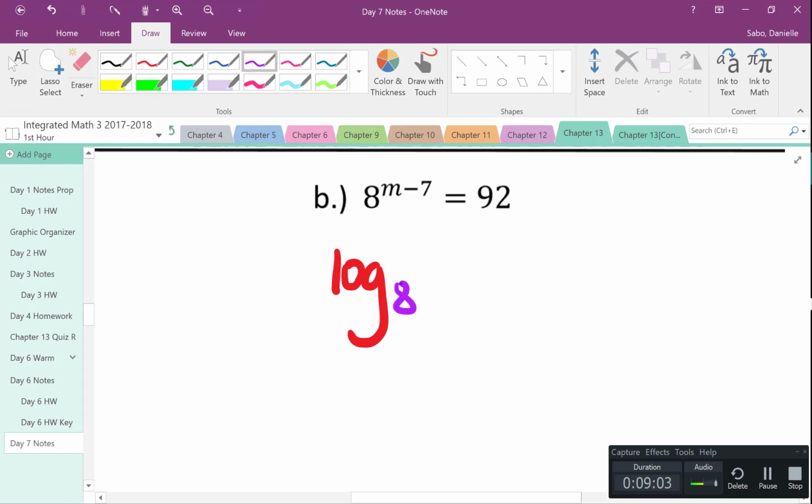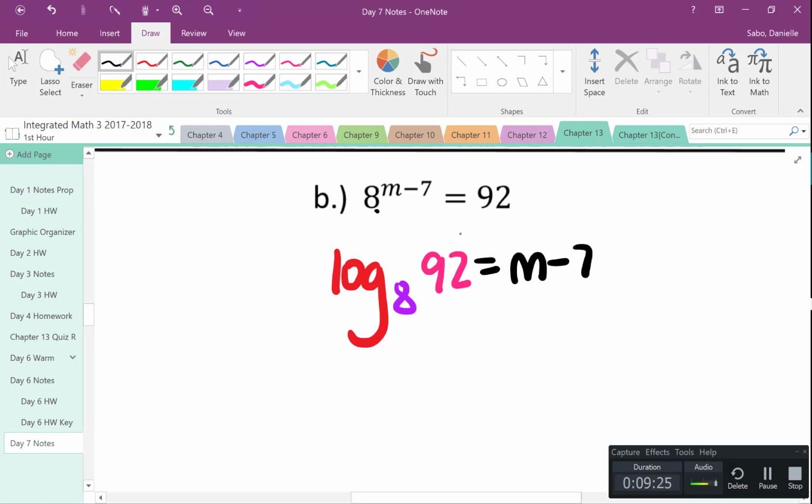Log base 8 of 92 is equal to m minus 7. Very good. I don't know why I just did a million colors, but we'll just go with it. Okay? So we just converted to log. That's all we did. You guys should be experts at this by now when you go back and forth.